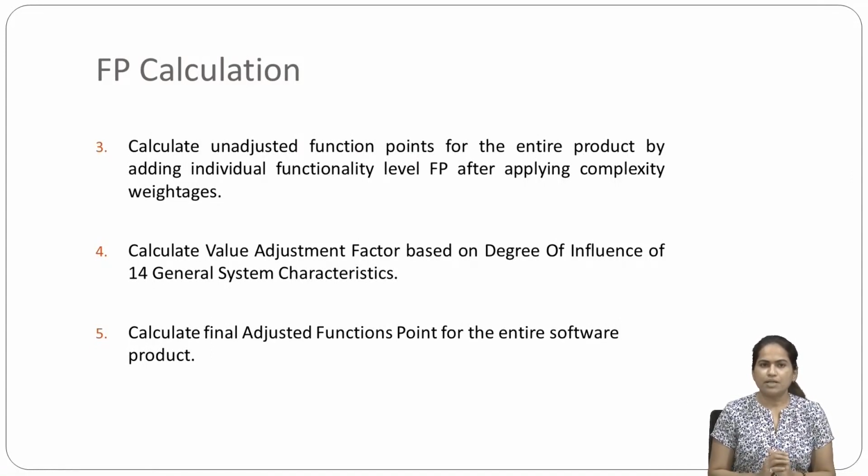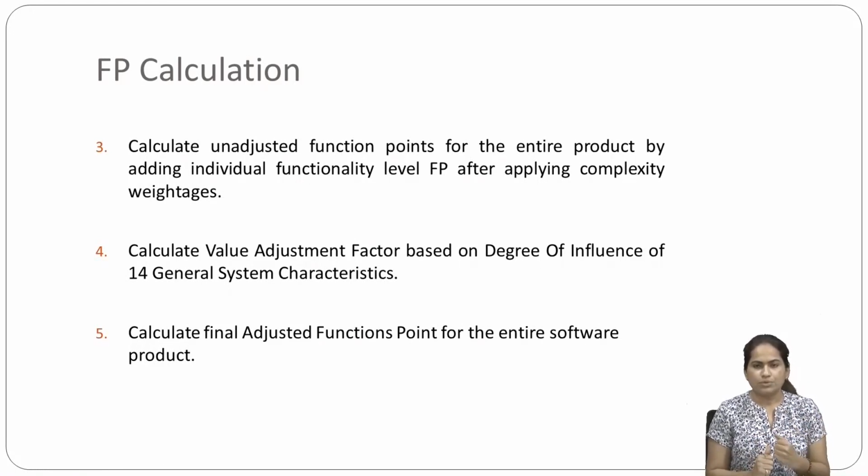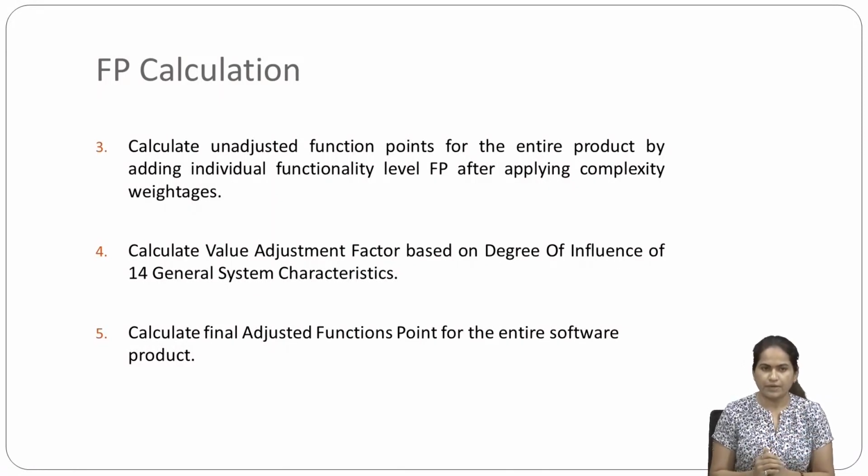calculate unadjusted function points for the entire product by adding the individual functionality level FP after applying complexity weightages. How to calculate it will be covered in detail in the next discussion, but this is an overview of the steps. So, in the third step we are actually calculating the unadjusted function points.